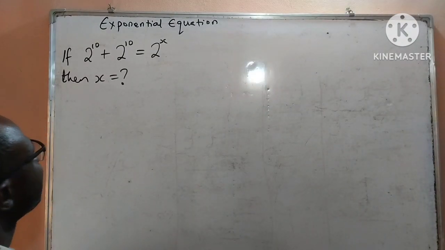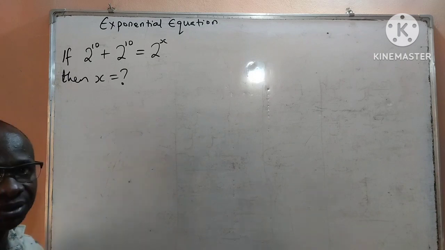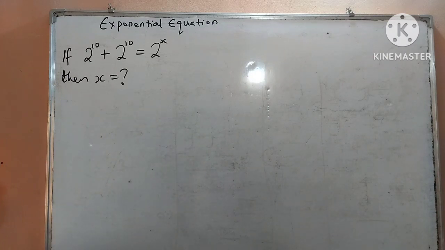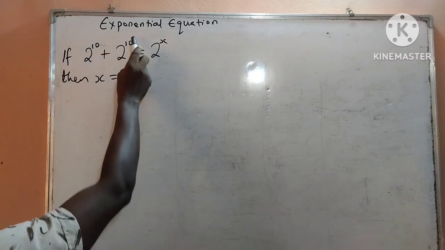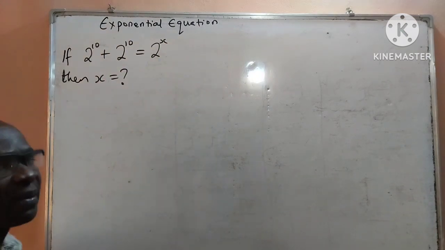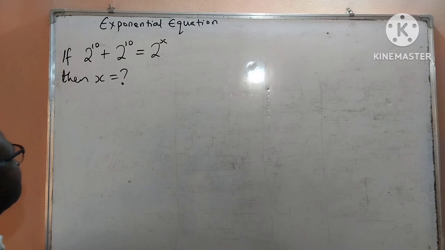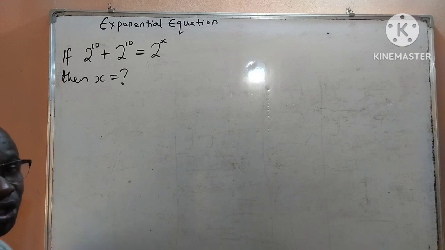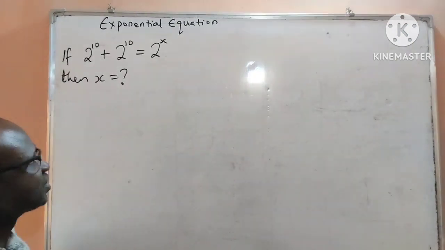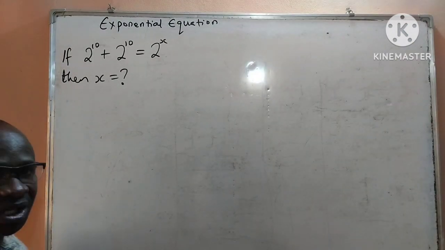We want to solve the exponential equation on the board. The equation is given: 2 raised to power 10 plus 2 raised to power 10 is equal to 2 raised to power x. Then we should find what the value of x is. We are going to solve this question using two methods, two approaches. I want you to watch it to the end. It is going to be a brief video.